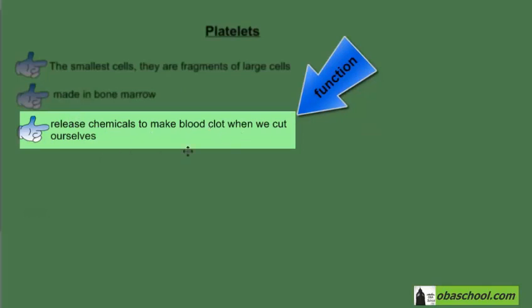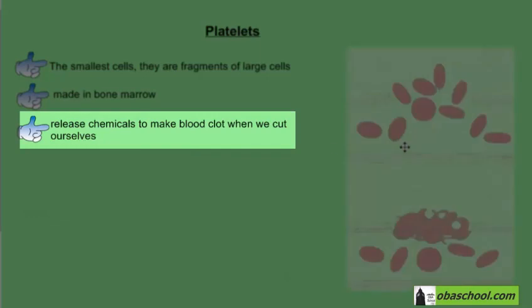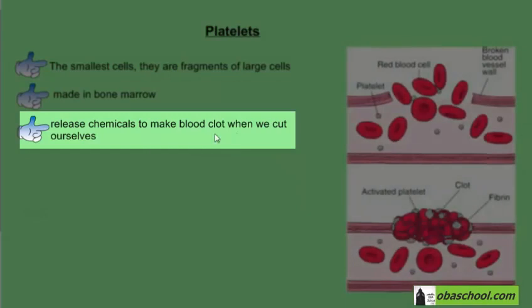A blood clot is a solid mass of blood, so when we cut ourselves, in order for the bleeding to stop, a blood clot will form at the surface of the cut, and this is all initiated because platelets released chemicals for the body to know that we should make a blood clot here. So how does this happen?